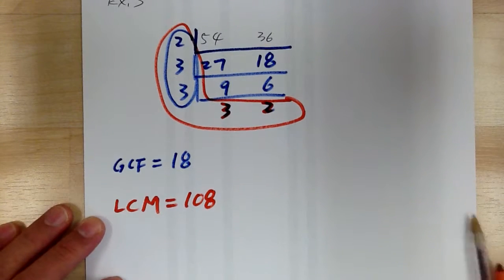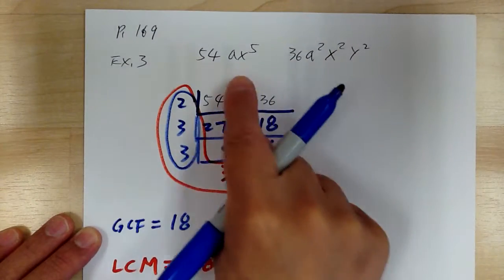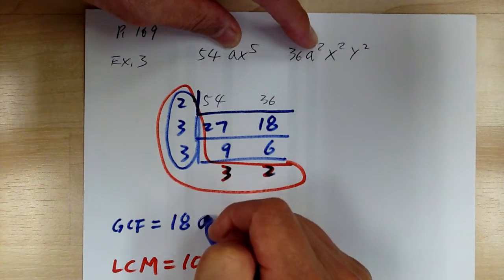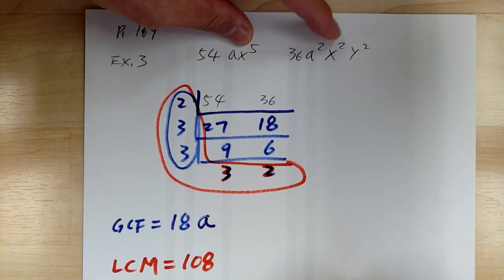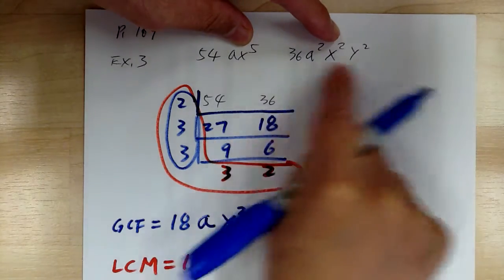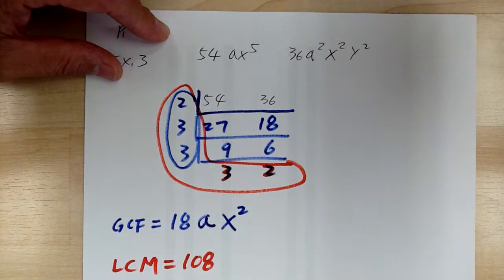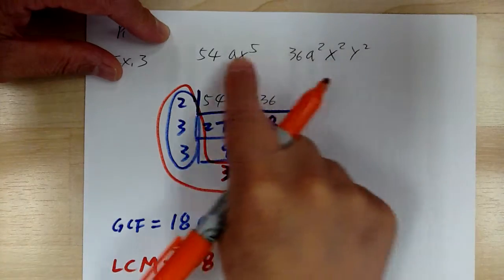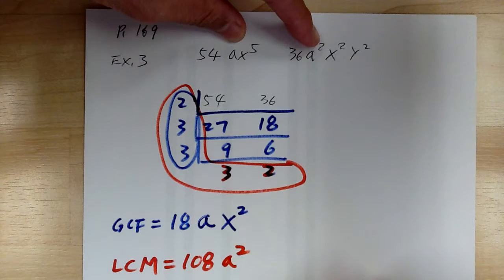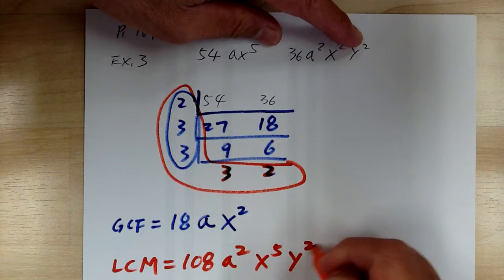Now to deal with the variables. For the GCF, the variable is the one they have in common, the one that can divide both of them, so you take the lower one. If you have a and a squared, you take the lower one, you get a. For x to the 5 and x squared, you take the lower one. GCF is the common factor between them, and y is not common, so you cannot have any y. For the common multiple, you're looking for the common multiple of the two, so you take the higher one. a and a squared, you get a squared. x to the 5 and x squared, you get x to the 5. Nothing and y squared, you take the higher one, so y squared.